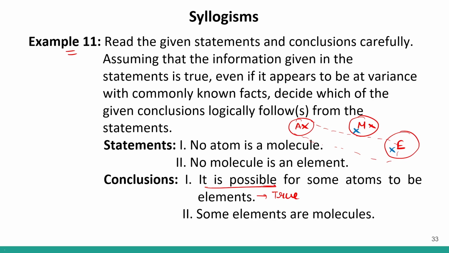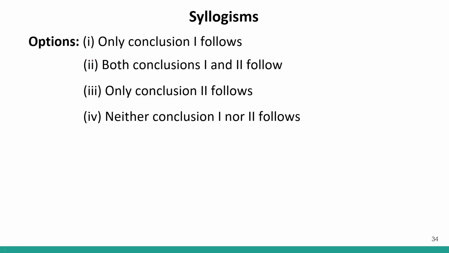The word possible is being used, so this is true. Second one says some elements are molecules. So this is definitely false because they cannot overlap. So the answer will be that conclusion number 1 is true. If I look at the options, option number 1 says that only conclusion 1 follows. This will be the correct answer. Okay? Only conclusion 1 follows.